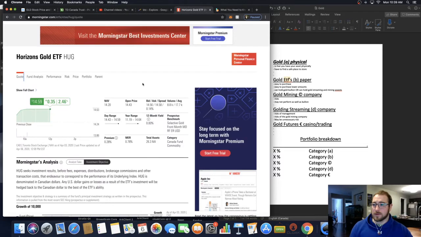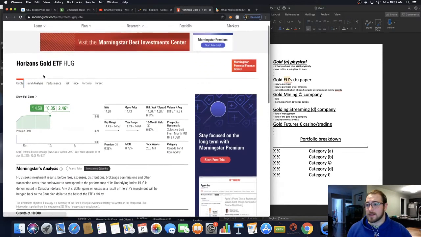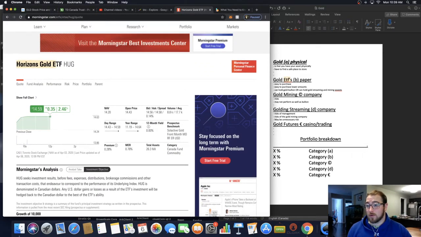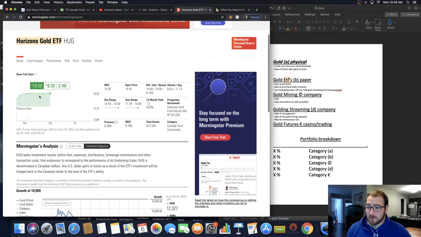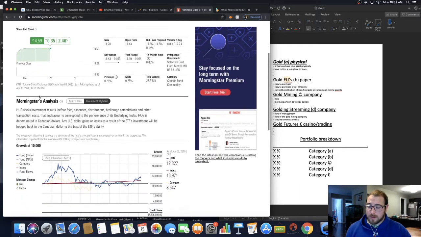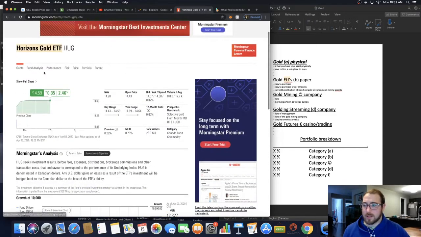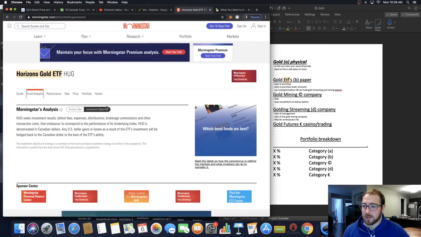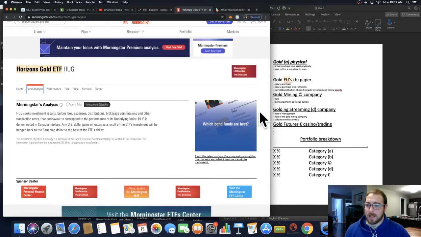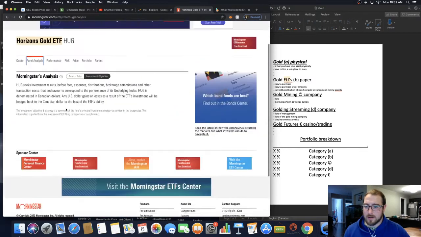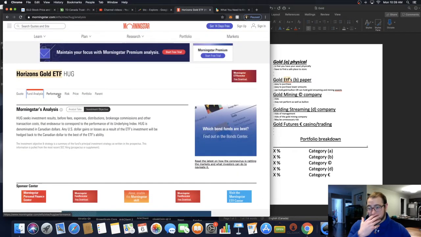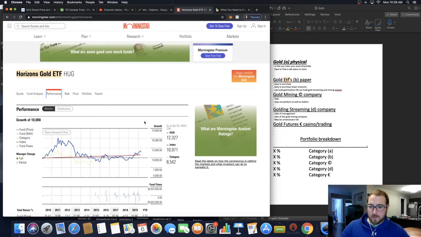Okay, so we're just going to get this off, and this is the ETF that I own, Horizon Gold ETF. I try to get a little bit more of an indication of what it holds. Is this holding more mining companies or streaming companies? Is this more backed in gold bullion? What is the case?